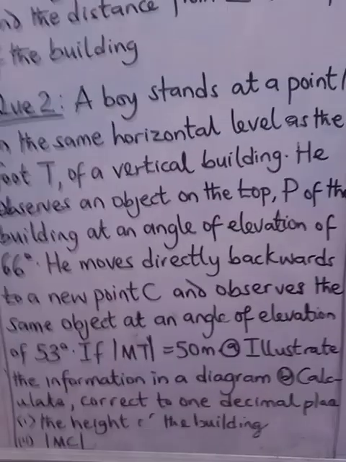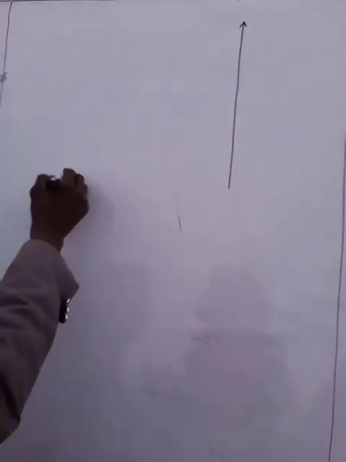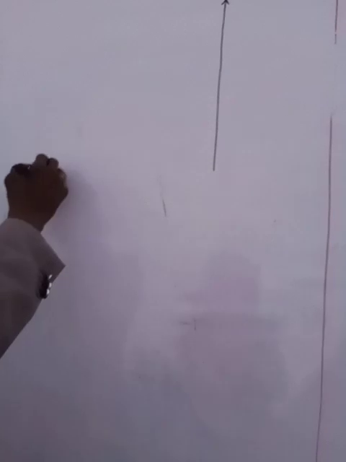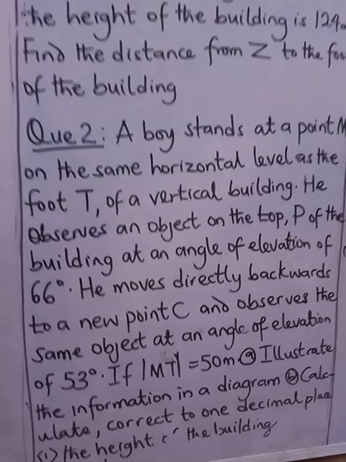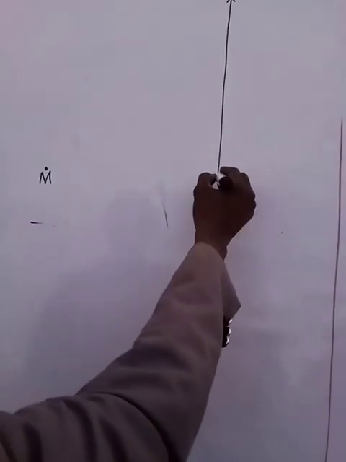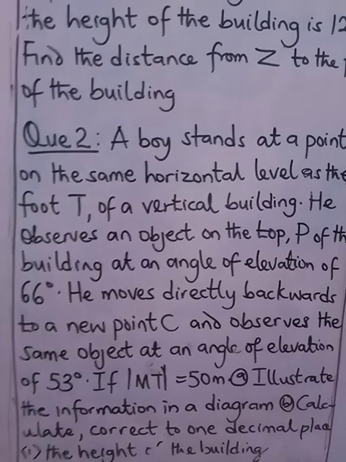Let's do that now. Let's say this is a building. So a boy stands at point M on the same horizontal floor. Okay, so the boy is standing here. This is point M, same horizontal floor, as the foot T of the vertical building. So the foot here is T. So he observes an object on the top of the building, P. The top of the building is P. This is P now. You observe an object here.